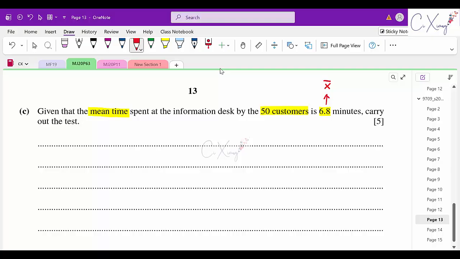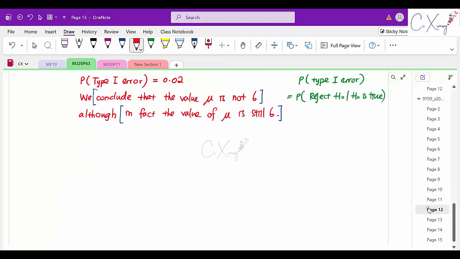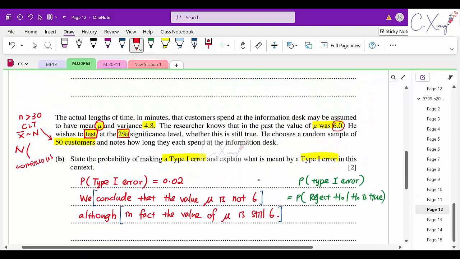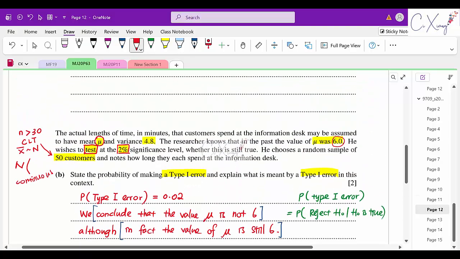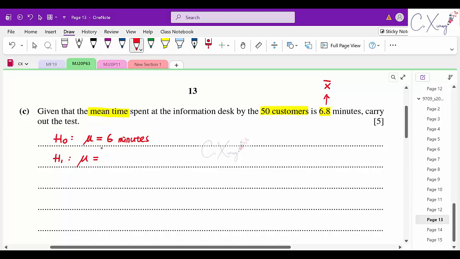All right, so to carry out the test, let us set up the test step by step. First, we know that in the past the value of mu was 6, which means 6 minutes in this case. What is my alternative hypothesis? If you look at part B of the question, they are interested to test whether it is still true. Still true means that they want to know whether it is still equal to 6 or not. Equal to 6 belongs to the null hypothesis, therefore the alternative hypothesis is not equal to 6.